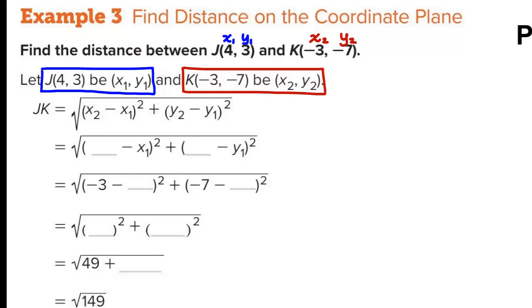This is why I go back and label them, because then if I make a mistake going through my problem, if I have them labeled and I've labeled them wrong, I can easily find my mistake, because I know every ordered pair has to have an x and a y in it. So please go in and label your ordered pairs.